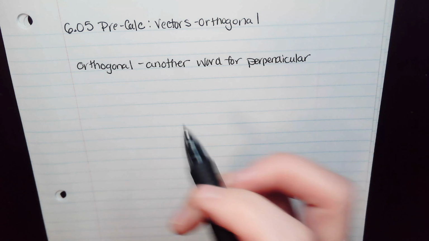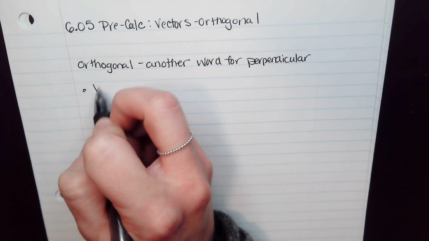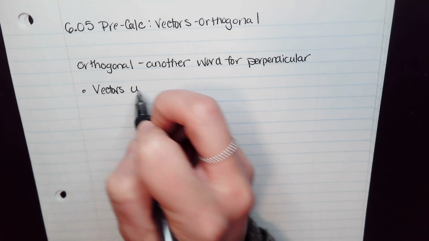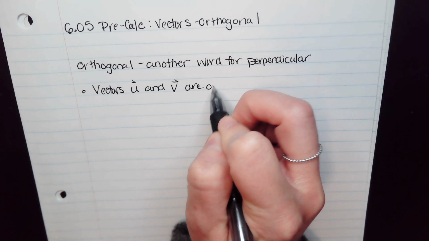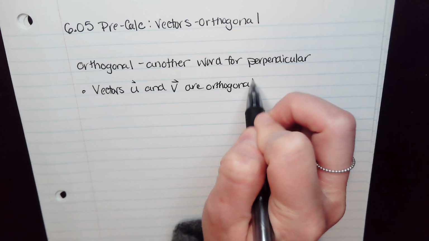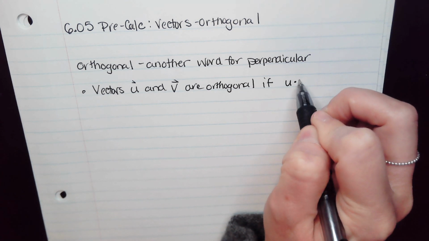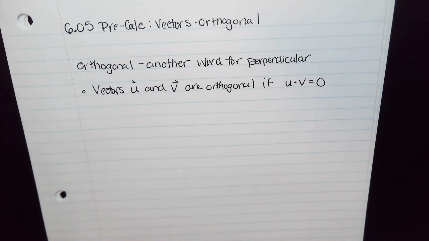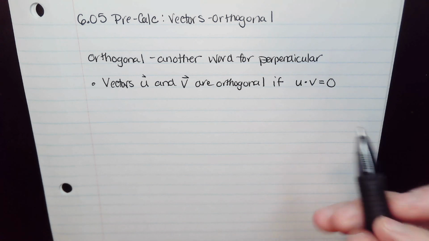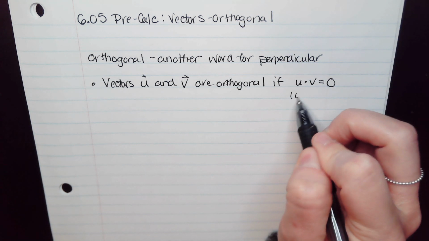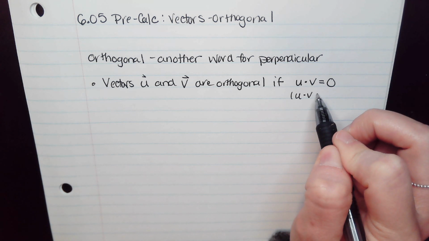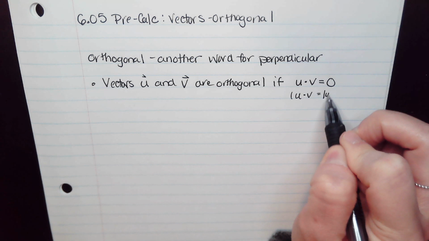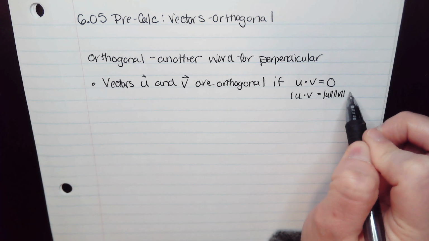So to see if they are orthogonal, vectors u and v are orthogonal if the dot product of those two vectors is equal to 0. And just so you have a little insight as to why that is, from our formula when we're finding the angle between two vectors, if I solve for the dot product, I would get the magnitude of u times the magnitude of v times the cosine.